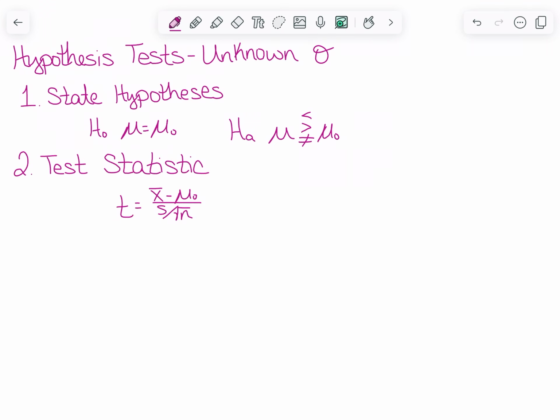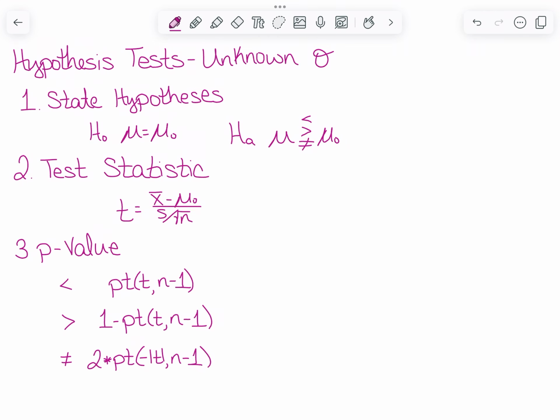Next, we need to calculate the test statistic. This is given by x bar minus mu 0 divided by s over the square root of n. X bar will be the sample mean, mu 0 is given by our hypothesis test, s is our sample standard deviation, and n is our sample size.